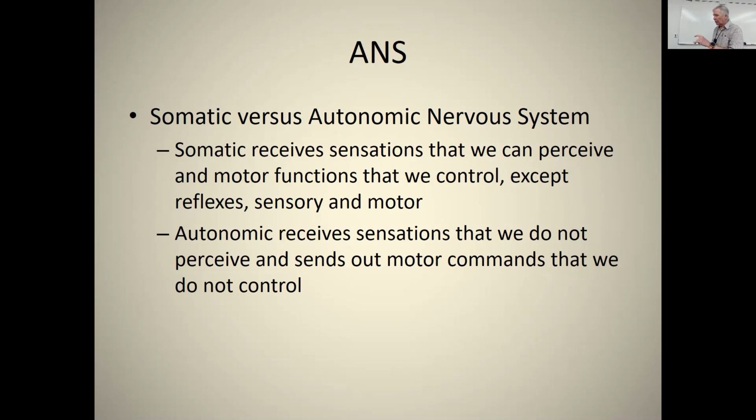Autonomic receives sensations that we do not perceive, which would be visceral sensory. And that's actually not part of the autonomic nervous system. And it sends out motor commands that we do not control, so mostly to cardiac muscle, smooth muscle, and glands. Right? So it's really visceral motor that is the autonomic nervous system.